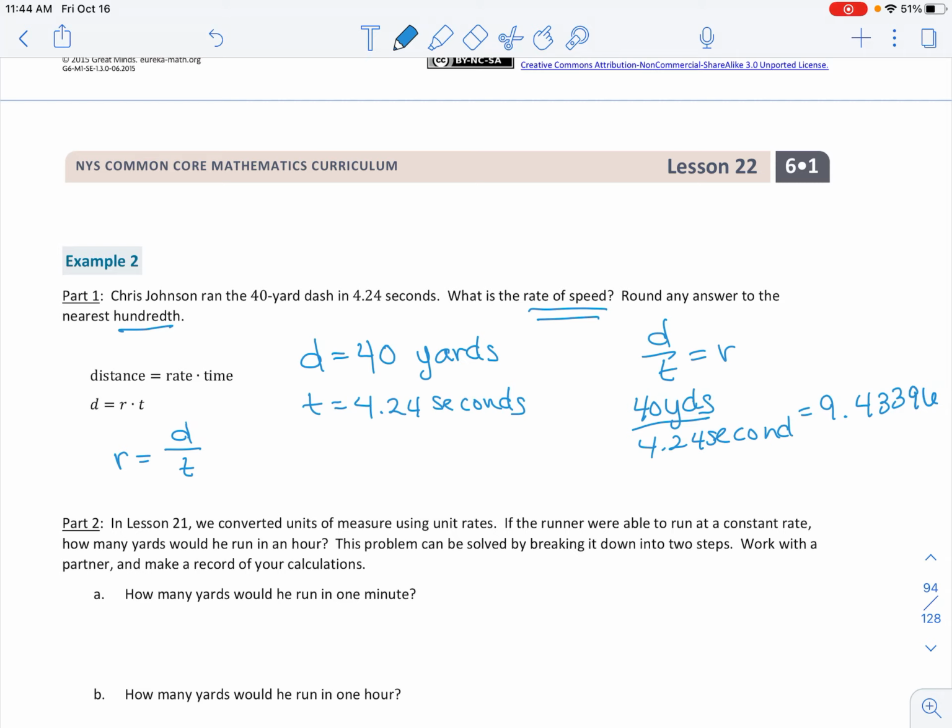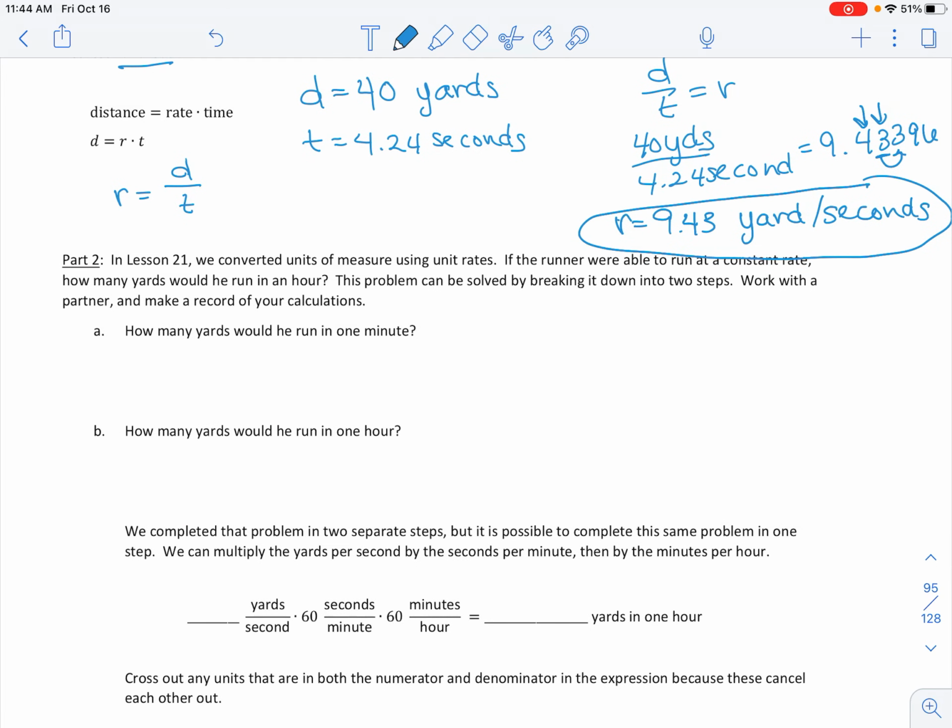And it keeps going. But remember, they told us to round to the nearest hundredth. So if I'm rounding to the nearest hundredth, I look at the thousandths place. That's smaller than 5, so I keep my 3 the same. So I get my rate is 9.43 yards per second, because that's what I divided here. So make sure you have the units correct, yards per second.